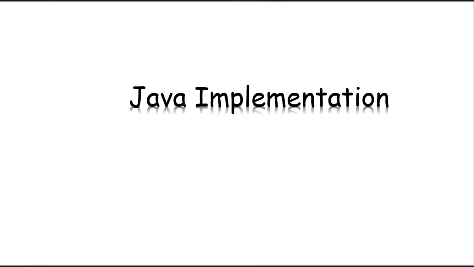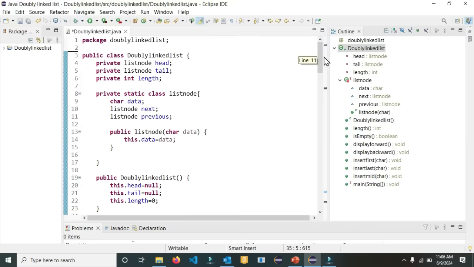Let's see the Java implementation. Now let's see the implementation on how to delete the first node in a doubly linked list. Here we are using the same program that we wrote in the insertion of a doubly linked list as well as traversing of a doubly linked list.